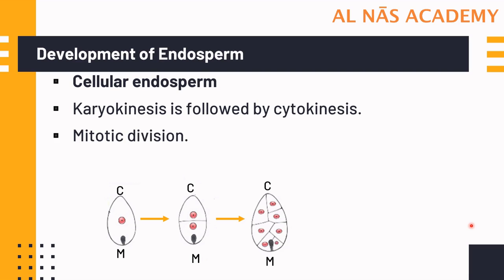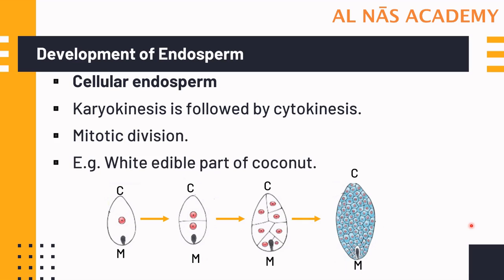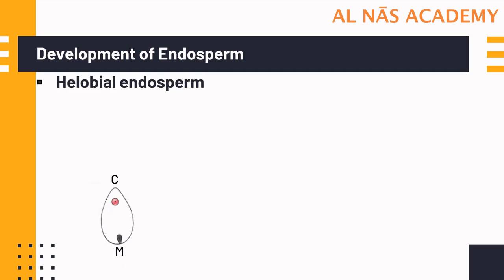It is mostly observed in the 72 families of the dicot, and an example is the white edible part of the coconut. Thus in coconut we see that the first few divisions are free nuclear divisions which result in the formation of water, and then towards the periphery the division is followed by cytokinesis which forms the white edible part. So in coconut we can say there are two types of endosperm, the nuclear endosperm as well as the cellular endosperm. The third type is Helobial endosperm.